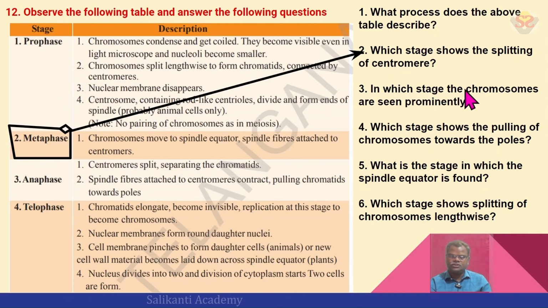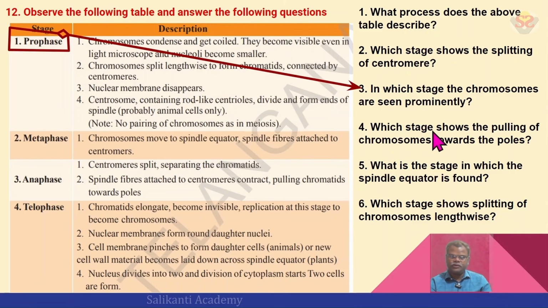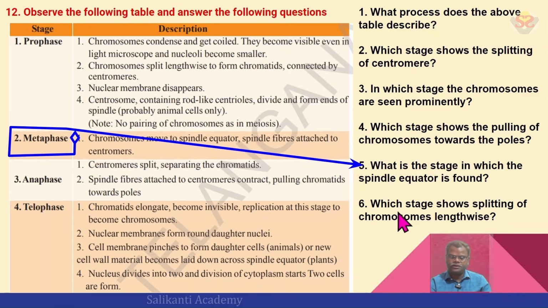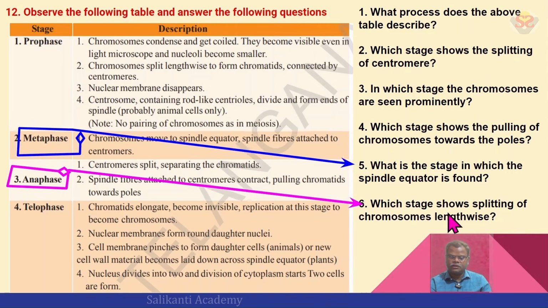Metaphase. In which stage are the chromosomes seen prominently? Prophase. Which stage shows the pulling of chromosomes towards the poles? Anaphase. What is the stage in which the spindle equator is found? Metaphase. Which stage shows splitting of chromosomes lengthwise? Anaphase.